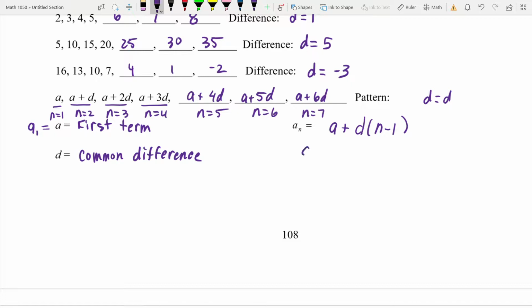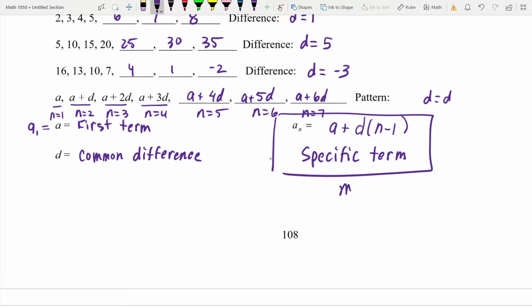And I want you to write underneath that specific term. Okay, that's your formula that you have to have memorized for the final. Okay, if you know it's arithmetic and they're saying find the 10th term, that's the formula. It's a specific term that you're looking for.